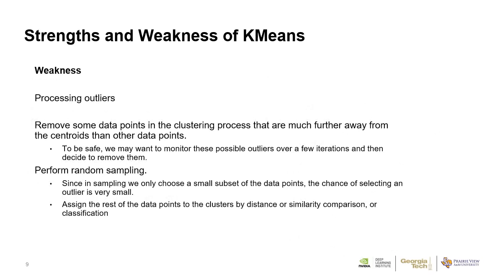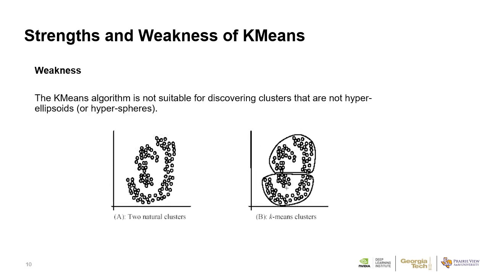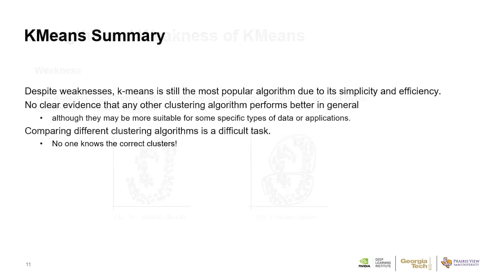So we have to process outliers to enhance the performance. For instance, we can remove some data points in the clustering process that are much further away from the centroid than other data points. Moreover, we can try to perform random sampling to avoid outlier clusters. Furthermore, k-means is not suitable for clustering on nonlinear data, as shown in the figure. In summary, despite weaknesses, k-means is still the most popular algorithm due to its simplicity and efficiency.